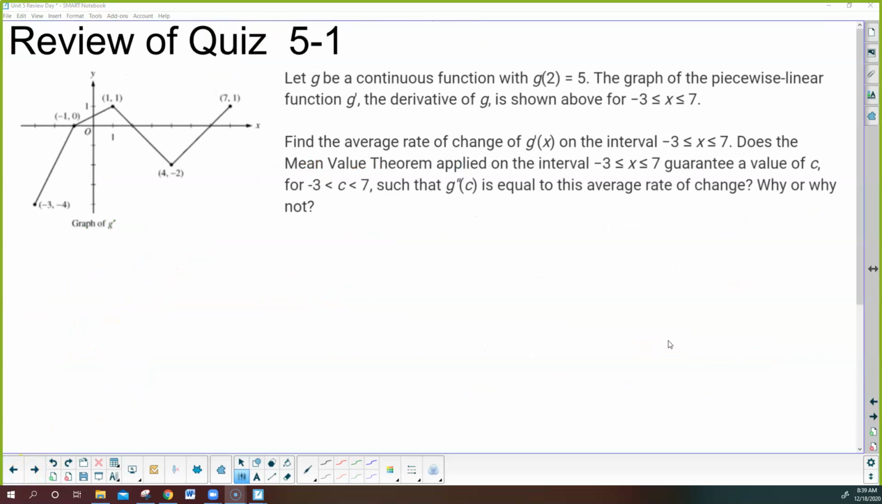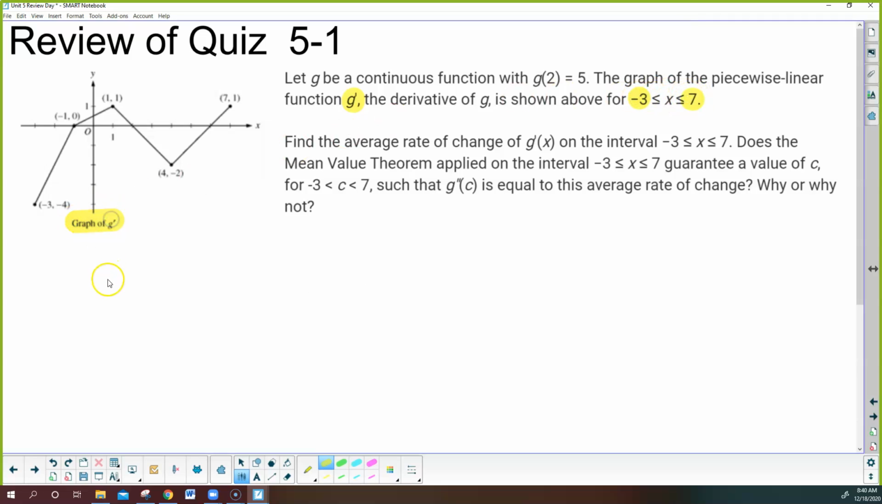It's a little bit tricky, because there's a lot going on here, but it's a pretty quick problem. So let's take a look here. It tells us that let g be a continuous function where g of 2 equals 5. The graph of the piecewise linear function g prime, the derivative of g, is shown from -3 to 7.